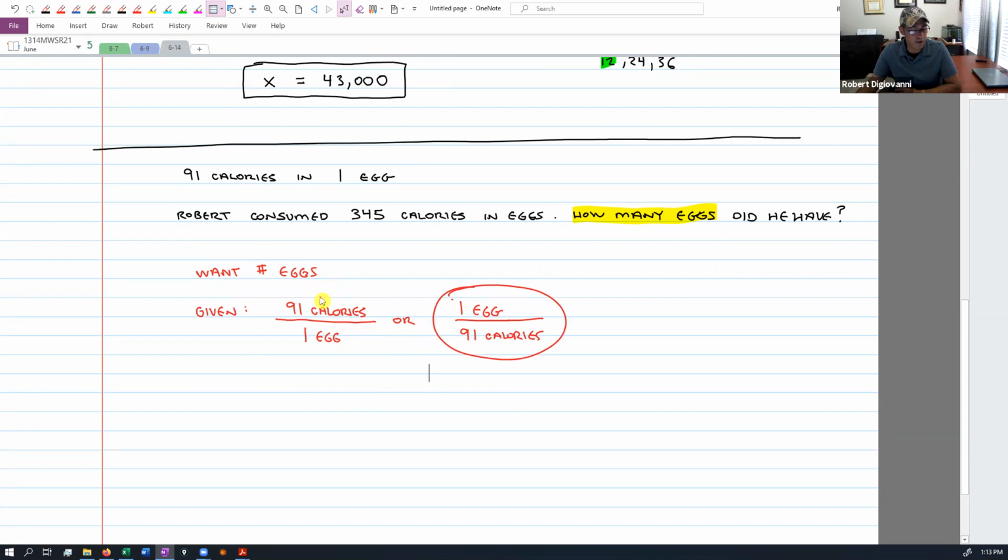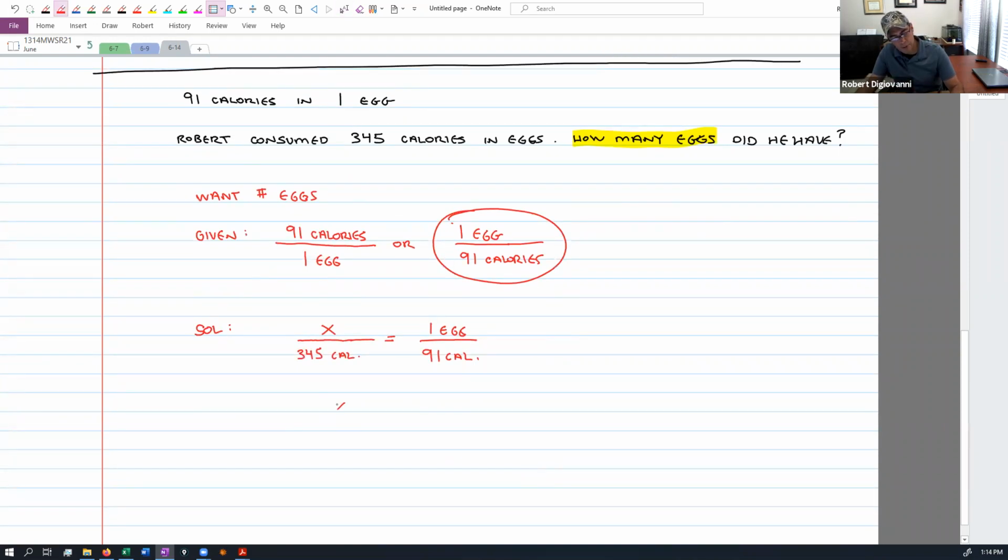So let's start figuring this out. Okay, so to solve this, this is the solution to this. I'm going to put x is going to be the number of eggs that I ate divided by the number of calories that I consumed, which was 345 calories. I'm just going to put cal, okay? That must equal 1 egg over 91 calories. And if we look at this purely with just the numbers, without all the units, this is what we have.